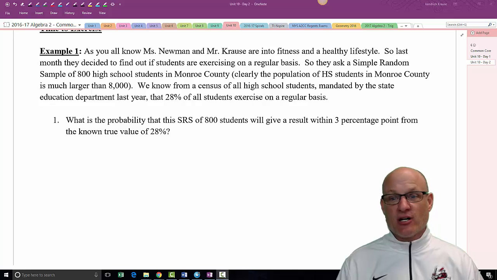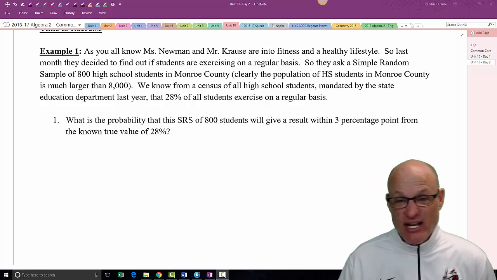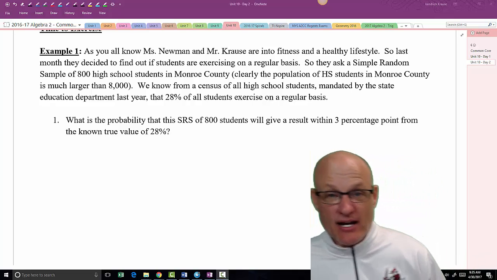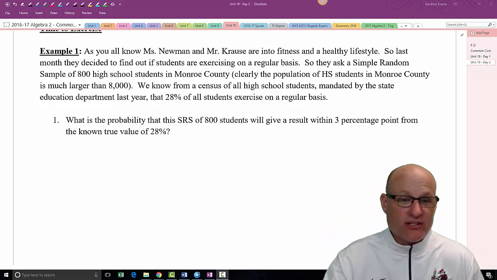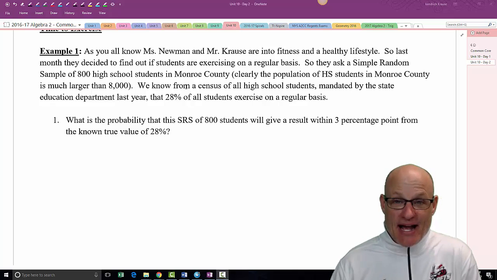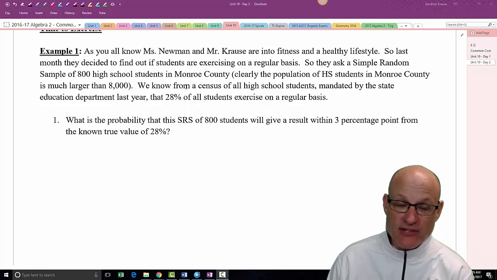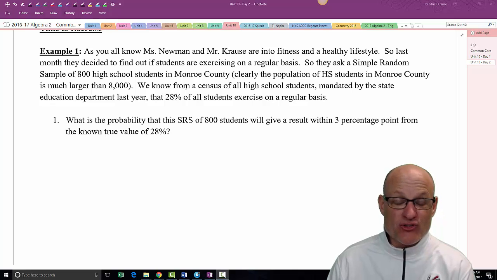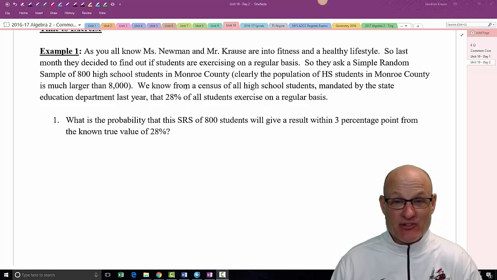Clearly, the population of high school students in Monroe County is much larger than 8,000. And I only include that because later on, when you get into higher level statistics, your sample has to be less than 1/10, or your population has to be at least 10 times the size of your sample.